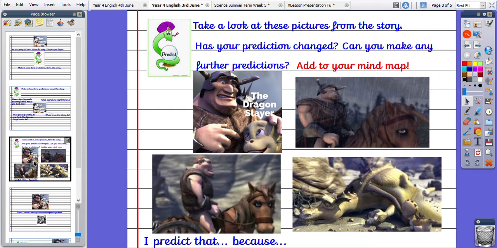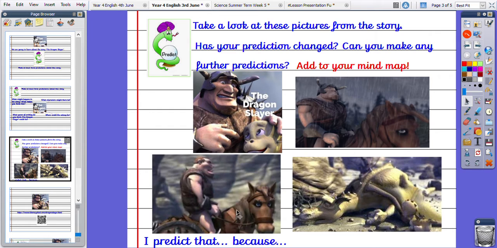So moving on. I've now given you some pictures that are taken from the Dragon Slayer story. So take a look at them one by one and think about whether your prediction has changed and why. What predictions could you make now? Could you change any? Could you extend any? Have you got any further ideas? So you can now add to your list or your mind map.